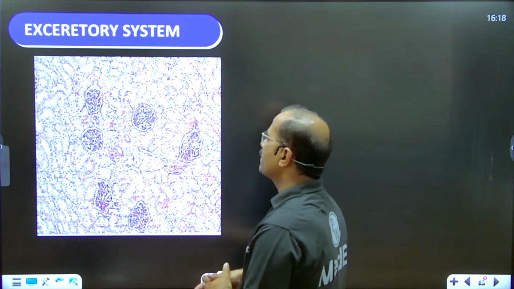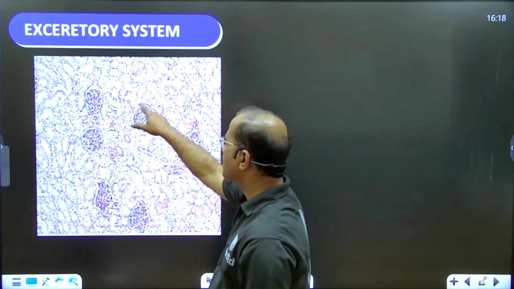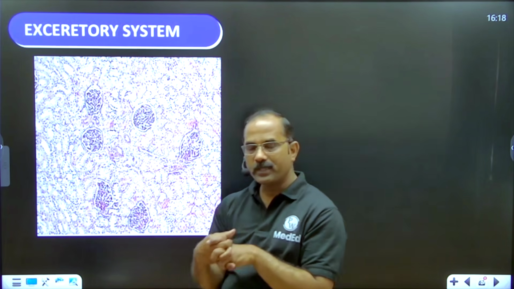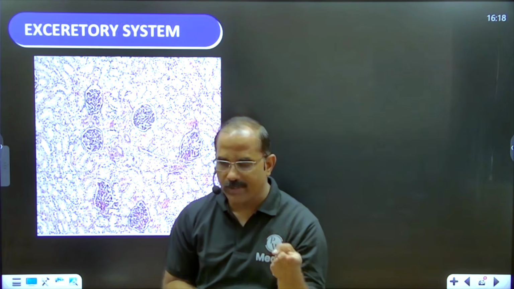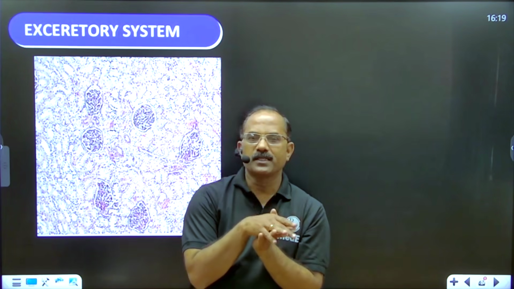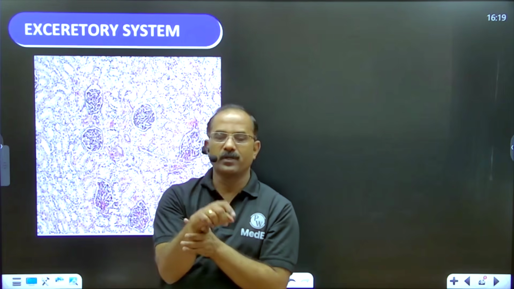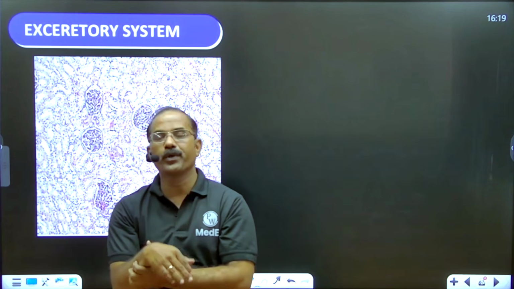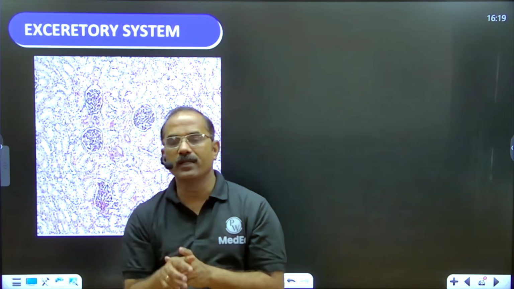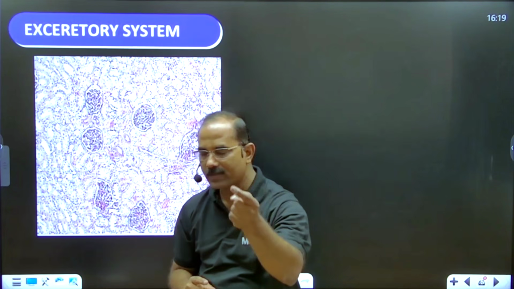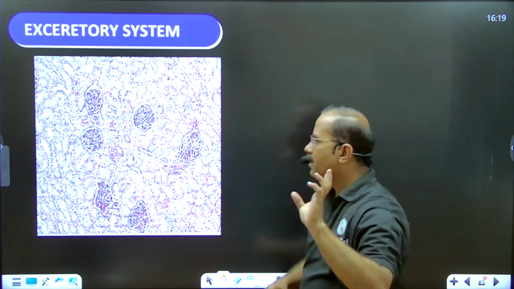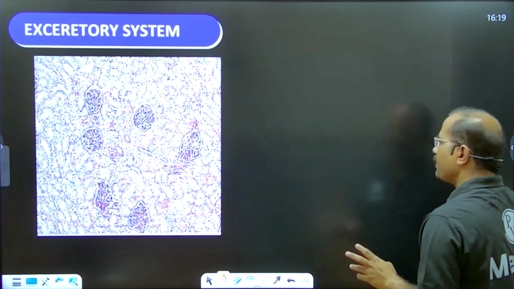Regarding kidneys, the Bowman's capsule, here you can see the glomerulus and the Bowman's capsule. The lining epithelium of PCT is simple cuboidal with brush border. DCT is simple cuboidal without brush border. The lining epithelium of loop of Henle is simple squamous. Just remember these differences of epithelium here.